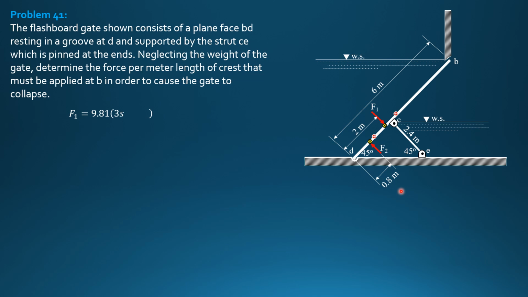So F1 is the specific weight of water times h-bar times the area. H-bar is 3 meters, so the distance from the centroid to the water surface on the upstream face is 3 sine 45, and the dimension of the gate is 1 meter perpendicular to the board by 6. So F1 is equal to 124.86 kilonewtons.